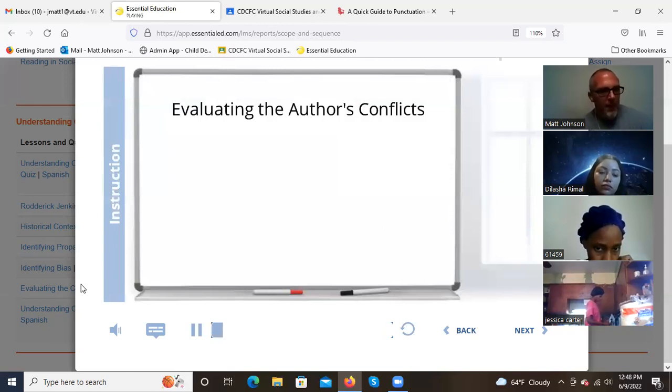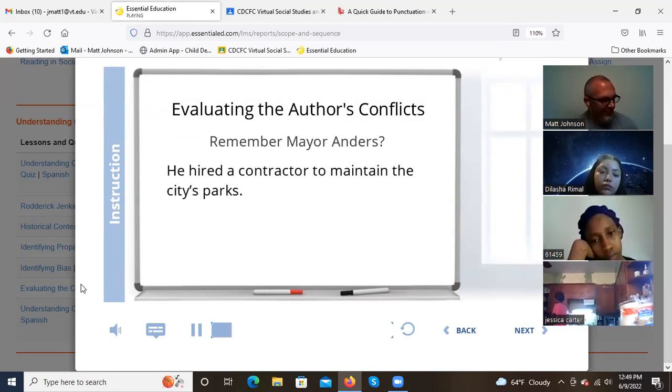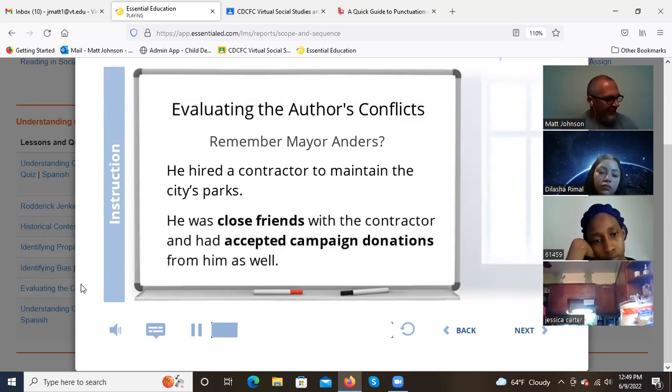Even if an author is a well-published and qualified expert on a subject, that doesn't necessarily mean they're trustworthy. Remember Mayor Anders, the former mayor of my husband's hometown? He hired a contractor to maintain our parks. Unfortunately, it turned out that the mayor was close friends with the contractor, and he had accepted campaign donations from him as well. Many people saw this as a bribe, or at the very least, a conflict of interest.